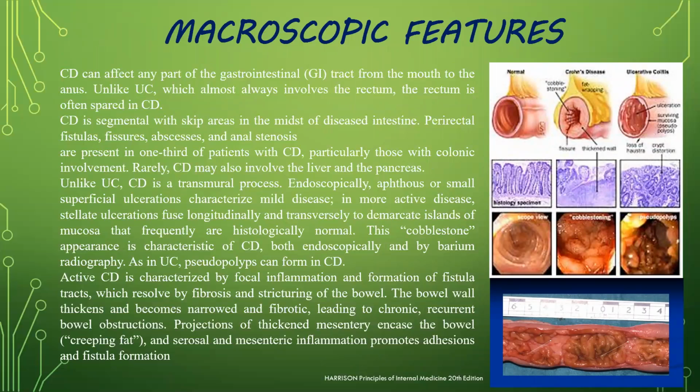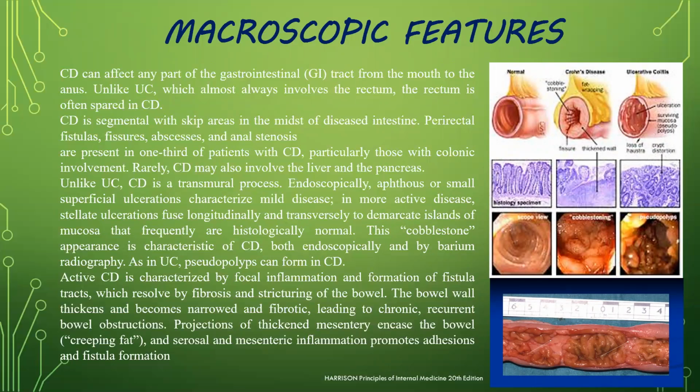Crohn's disease can affect any part of the GI tract, as we already talked about, and unlike ulcerative colitis, which almost always involves the rectum, the rectum is often spared in Crohn's disease. Crohn's is segmental, with skip areas in the midst of diseased intestine. Perirectal fistulas, fissures, abscesses, and stenosis are present in certain patients with Crohn's, particularly those with colonic involvement. It rarely may also involve the liver and the pancreas. Unlike ulcerative colitis, Crohn's is a transmural process.